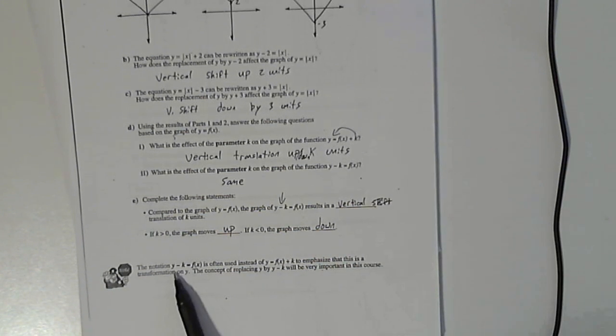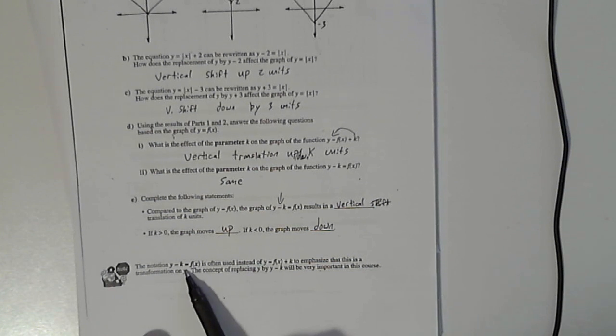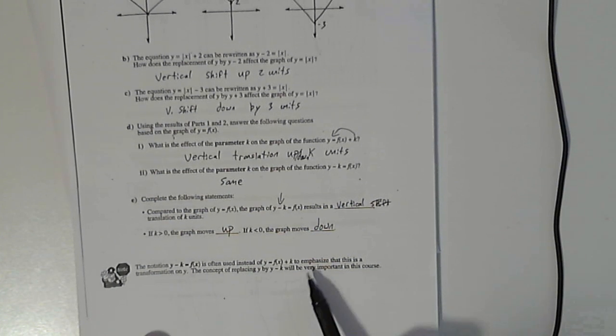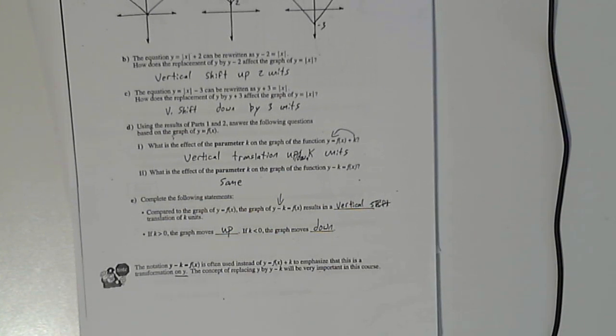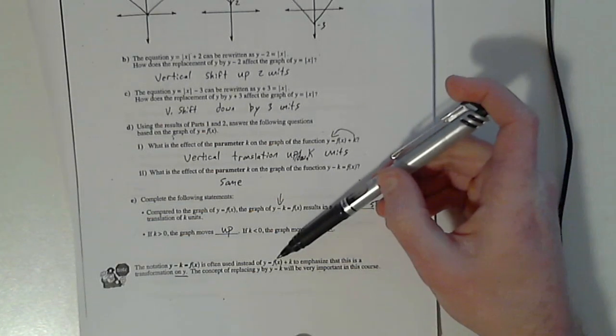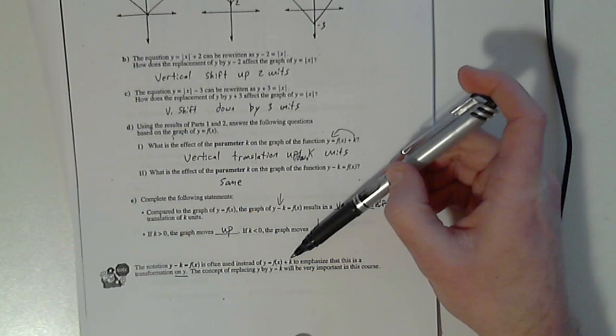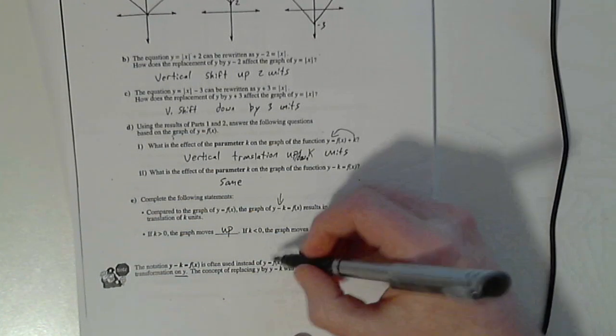So the notation y minus k equals f of x is often used instead of y equals f of x plus k. I guess it's different from place to place depending on where you go to school. It emphasizes that this is a transformation on y, affecting the y values, not the x values. I just prefer to focus on whether it's inside the function versus outside the function.